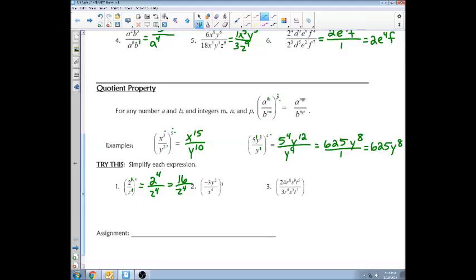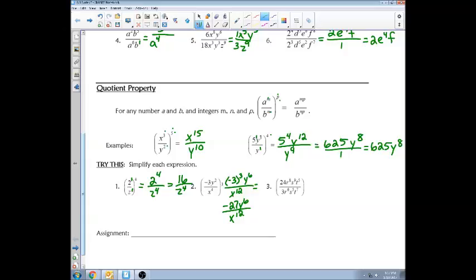Problem number 2. I have negative 3y squared over x to the 4th, all of that is raised to the 3rd power. So I would have negative 3 raised to the 3rd. Y squared raised to the 3rd. I'm going to take the 2 times the 3, so that would be y to the 6th. X to the 4th raised to the 3rd power. 4 times 3 would get me 12. I need to take negative 3 to the 3rd power, so negative 27. Y to the 6th over x to the 12th.